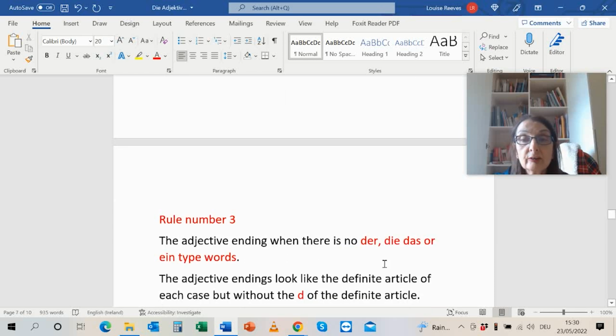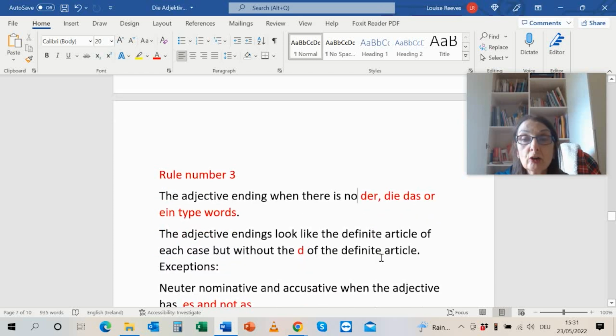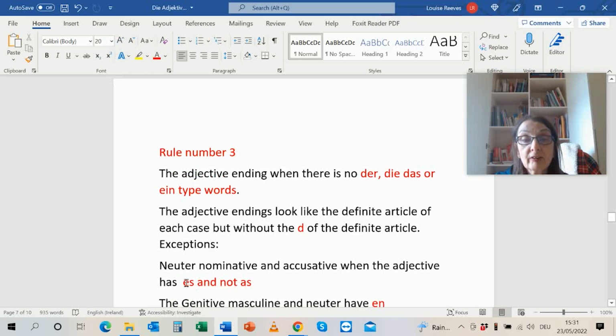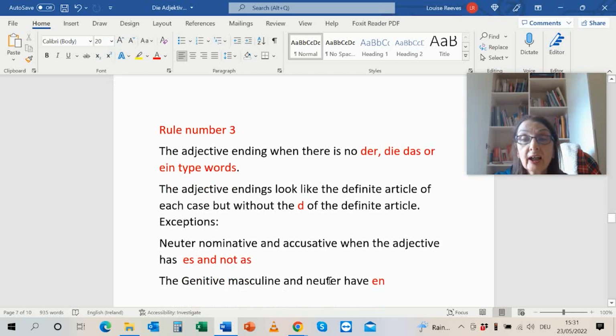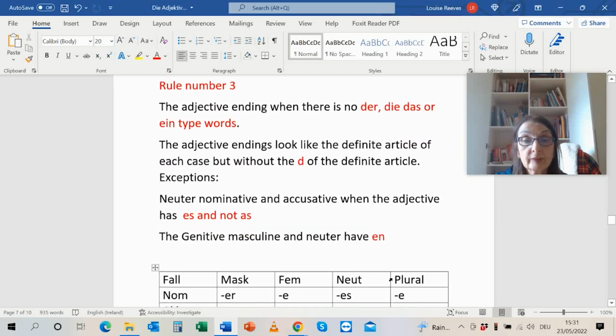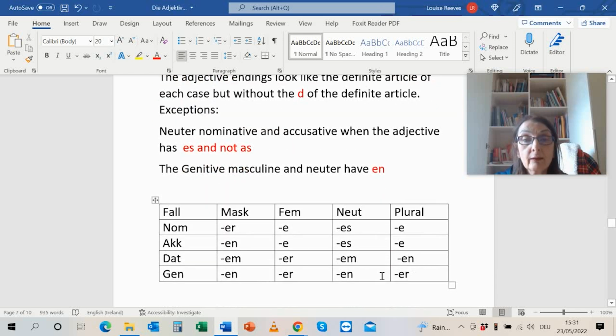Rule number 3. The adjective ending when there is no der, die, das, or ein type words. Nothing. What's the rule there? The adjective endings look like the definite article of each case, but without the der, die, das. There are some exceptions because of the das, es is not going to be as. The genitive masculine and neuter have en. They're the only ones that you have to watch out for. So look what you have here. So when there's no der, die, das, and die, this is what your adjective will look like, all on its own.